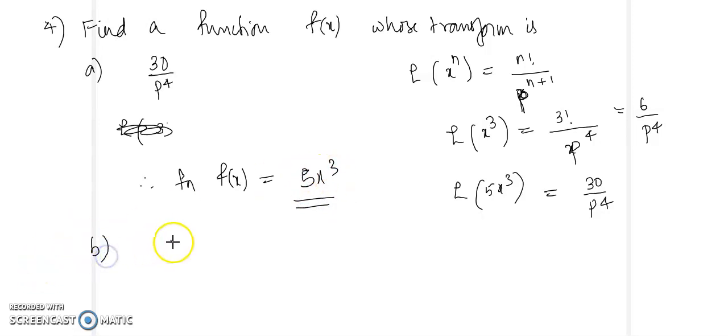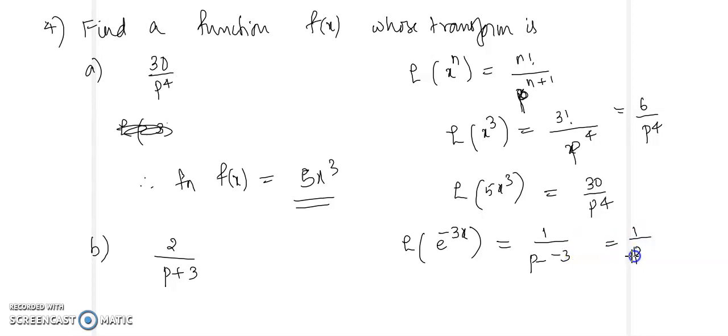Now if you have the function 2 by p plus 3, if you take L of e raised to minus 3x, that will be equal to 1 by p minus minus 3. So that is 1 by p plus 3. So therefore your f of x will be 2 e raised to minus 3x. When you take the Laplace transform of 2 e raised to minus 3x, that will be 2 by p plus 3. So that is the required function.